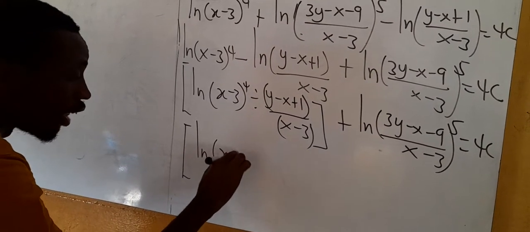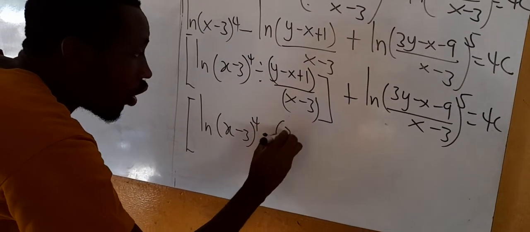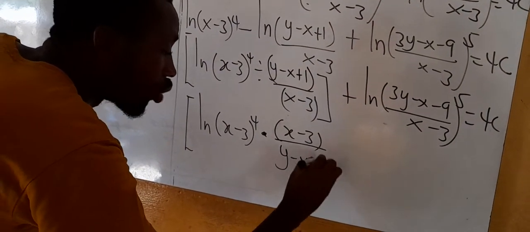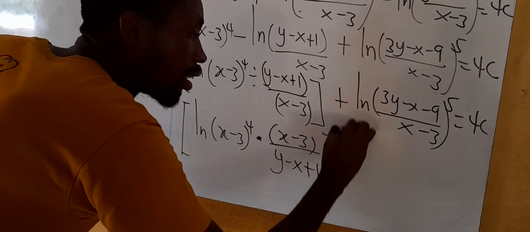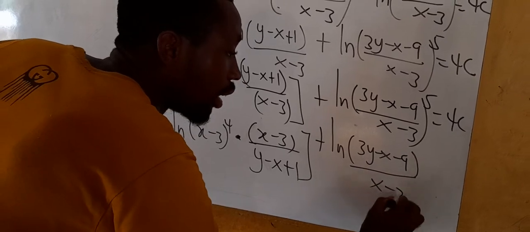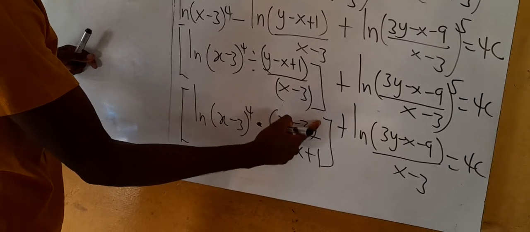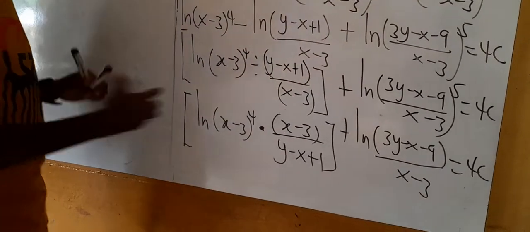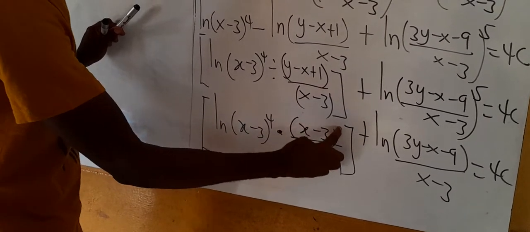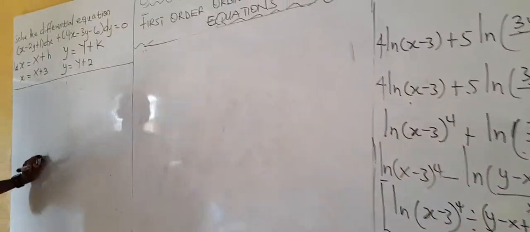So we have ln x minus 3 exponent 4 times, let me use dots, x minus 3 over y minus x plus 1, plus ln 3y minus x minus 9 over x minus 3 equal to 4c. Look at that. This is having a power 1. Remember indices. When two indices are multiplying with the same base, we add the exponent. So this will be 1. We add it to this one to become 5. So let's copy that to this side of the board so that we continue.